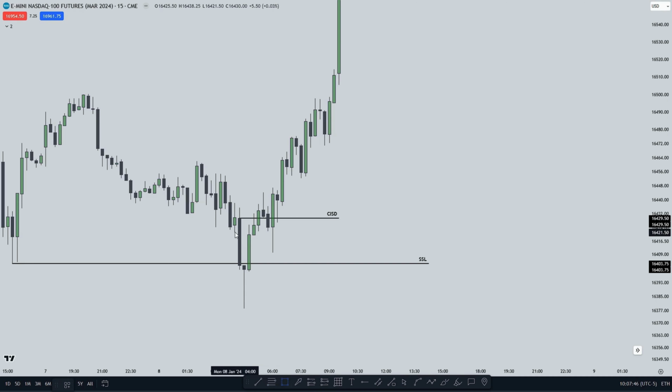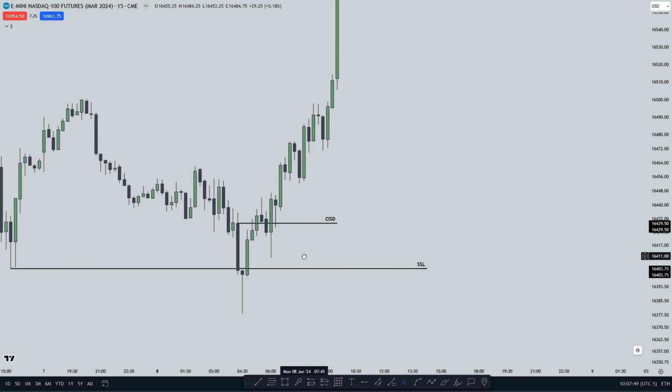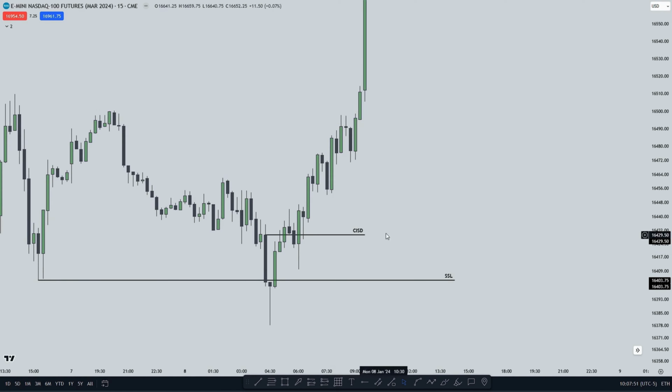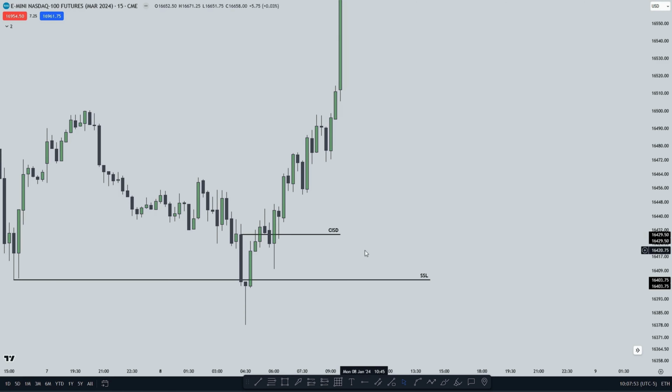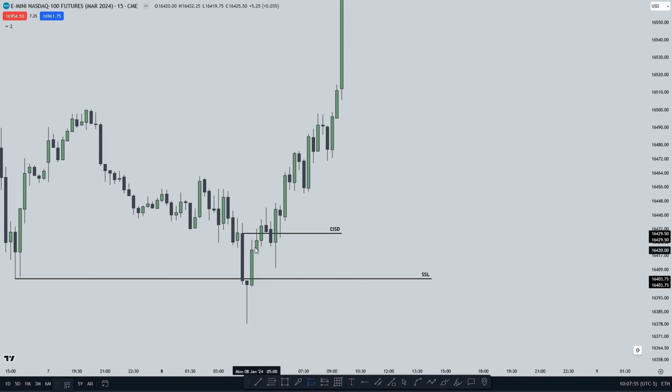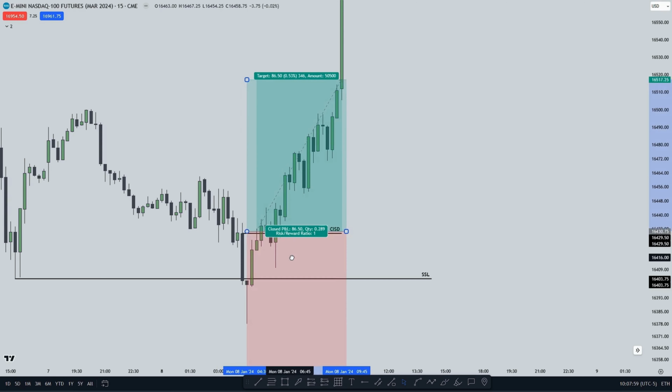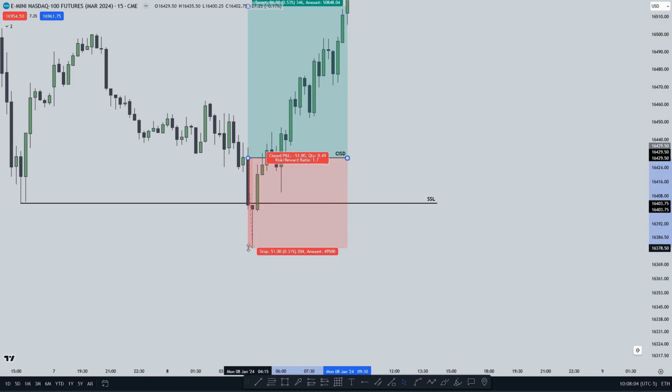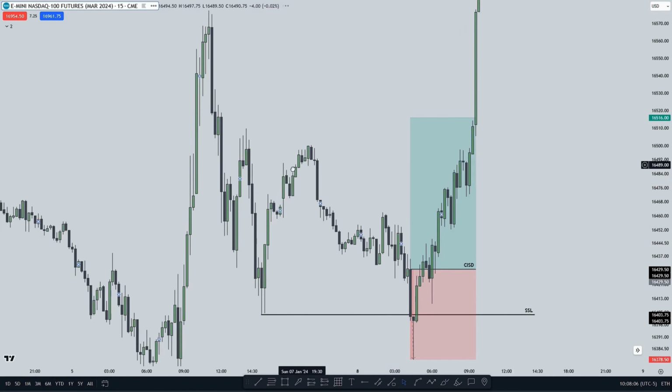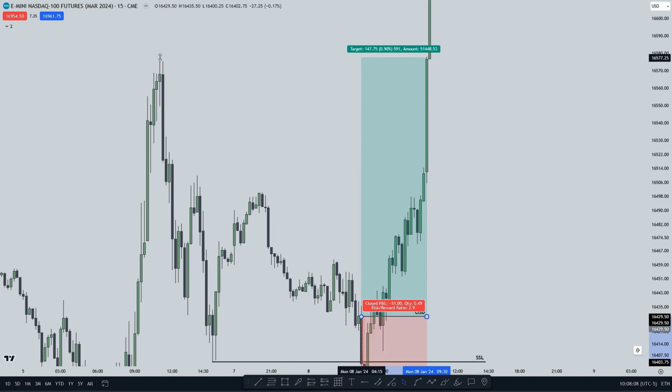And there's also a balanced price range. So this change in state of delivery is our order block in this scenario. If you were to take a trade entry of this change in state of delivery, you could enter right at the body and put a stop loss at the low of the change in state of delivery and then target some buy side liquidity.